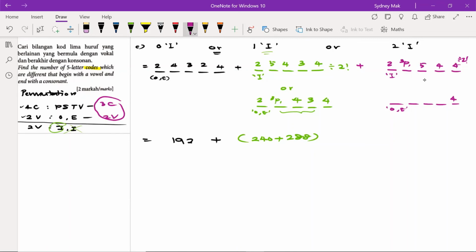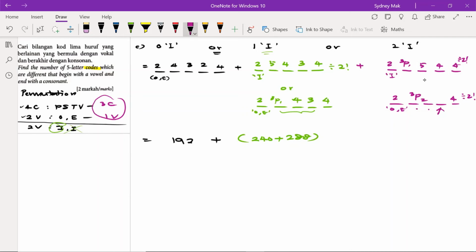And what if we don't begin with I, we begin with O and E? So we have two choices here. We have two choices there. After that, we are left with 3 consonants and 1 vowel here. We are left with 3 empty slots. Out of these 3 empty slots, we need to cater 2 for the I. So it's 3P2. And remember to divide by 2 factorial because of the identical I.